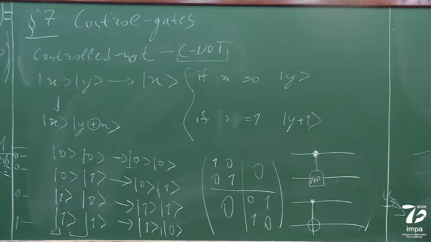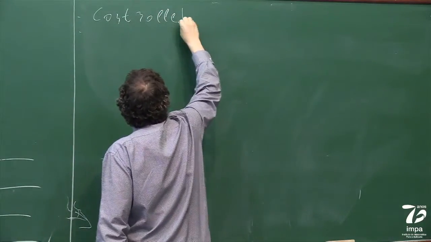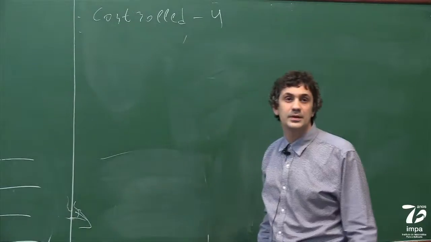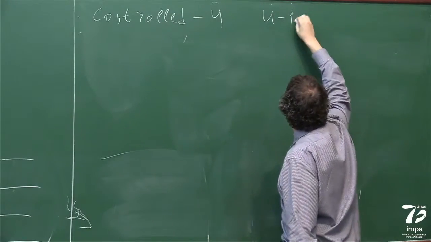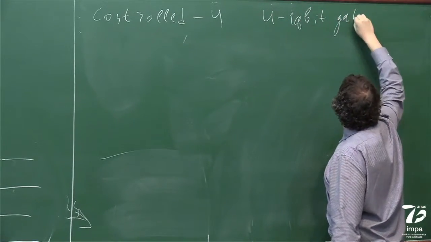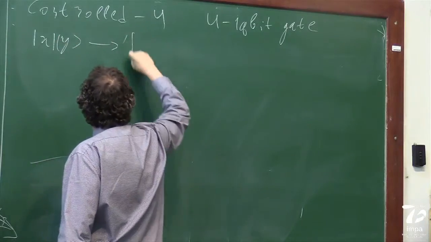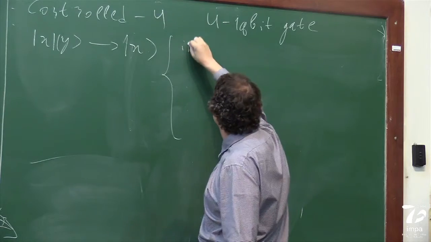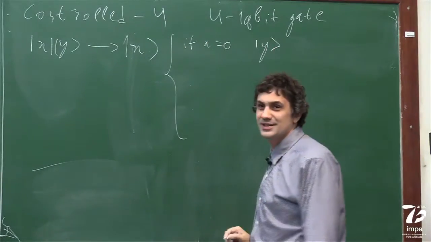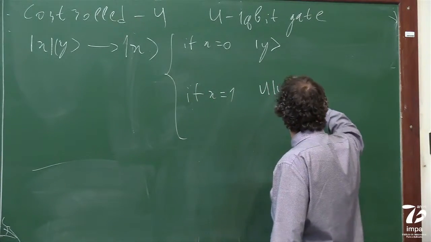The second thing which I would like to say is the controlled U operator, where U is a one-qubit gate. It works as follows. X, Y goes to: the first coordinate stays X as before, and for the second coordinate, if X was zero, then do nothing, and if X is equal to one, then U applied to Y.